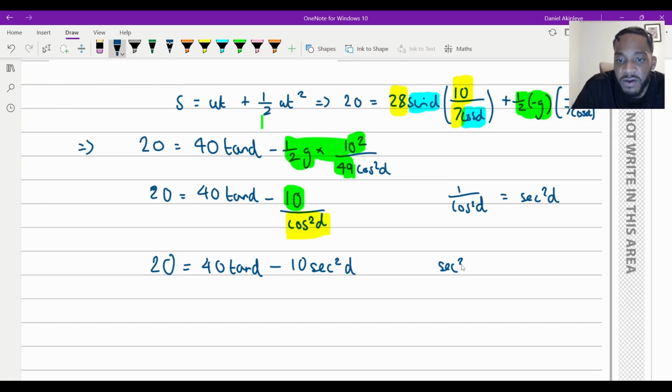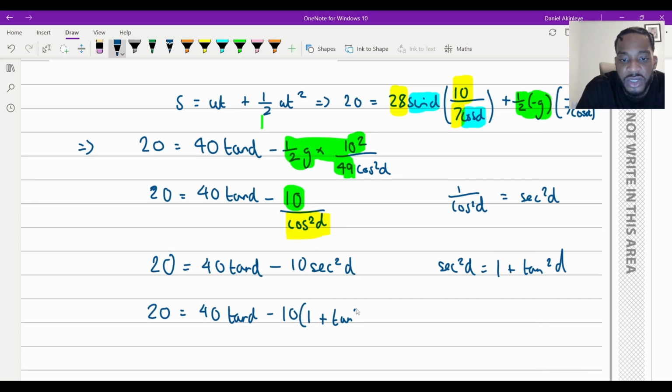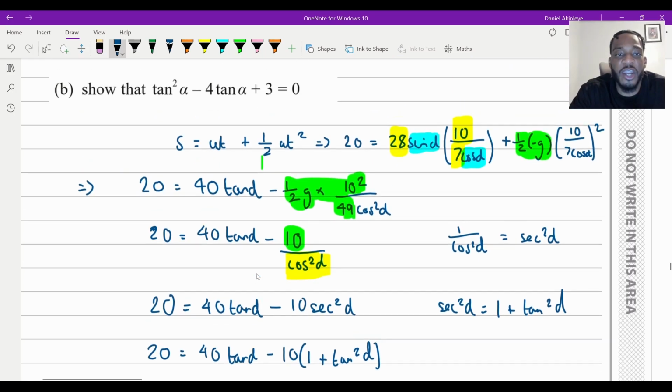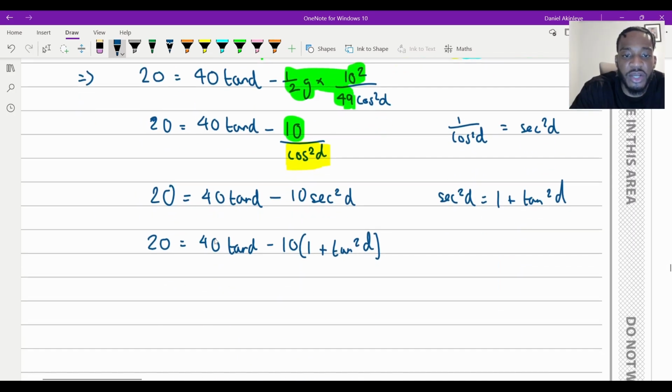know that sec squared alpha is just the same as 1 plus tan squared alpha. So I can just replace that there. So I'm going to get 20 is equal to 40 tan alpha minus 10, and then I'm going to have 1 plus tan squared alpha here. And this is good progress because now we've got the expression all in terms of tan alpha. So what's left is just to expand and simplify it, and then hopefully we should get this result here. So let's go ahead and try and do that.